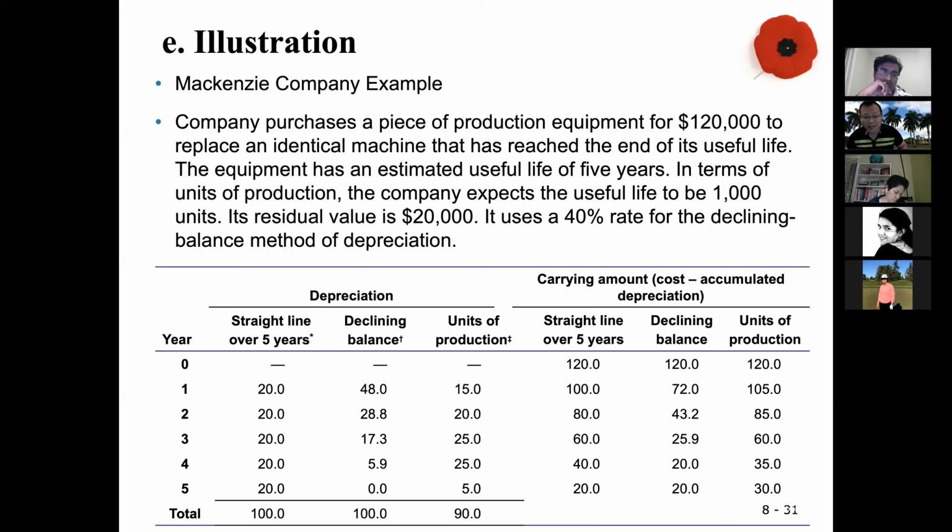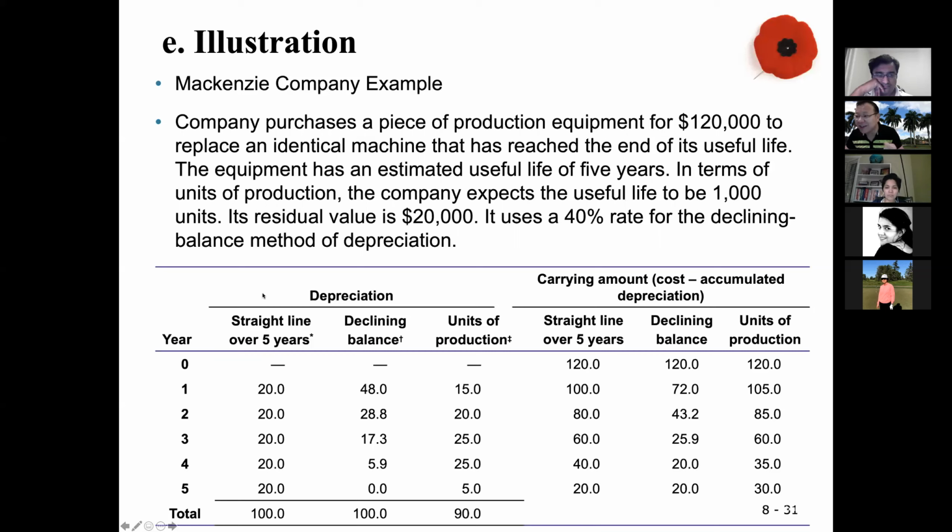So let's take a look at the calculation. Straight line over 5 years. You calculate your depreciable amount: your cost, 120,000, minus your residual value, 20,000. Your depreciable amount is the difference, 100,000, and the useful life is 5 years, so you divide by 5. Every year you recognize 20, every year 20 for the straight line amortization.